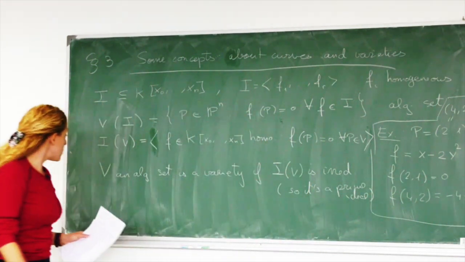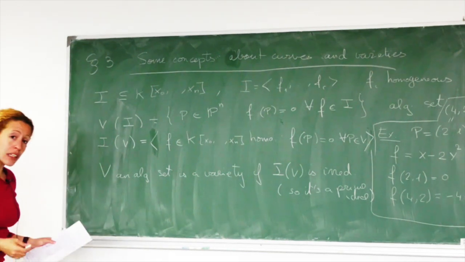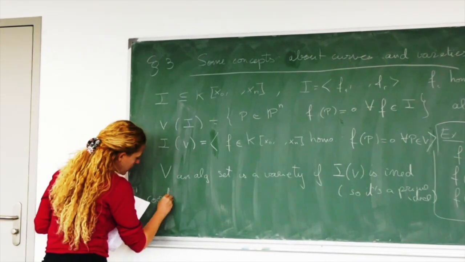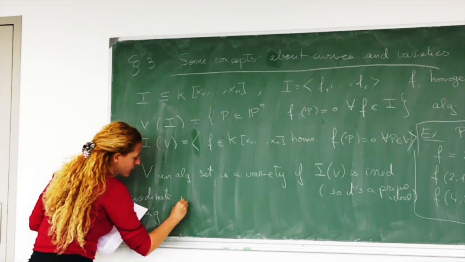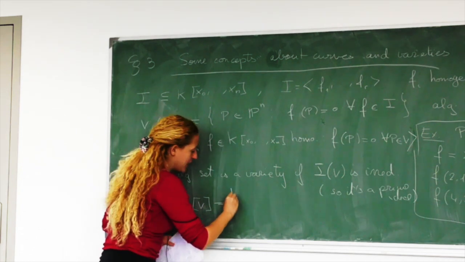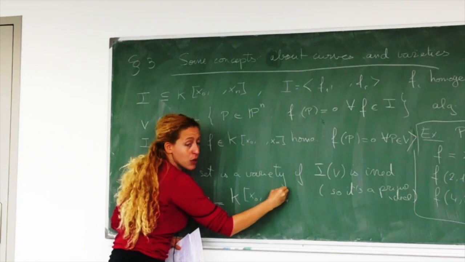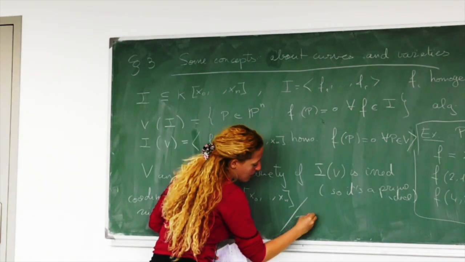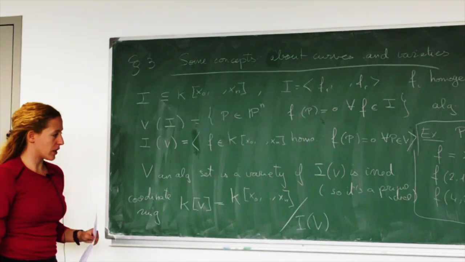So another concept that we can define attached to a variety is the coordinate ring of the variety. The coordinate ring is a ring that is made of all the polynomials in the n plus 1 variables that we have, but we take the quotient by the ideal associated to the variety. So this is the coordinate ring.